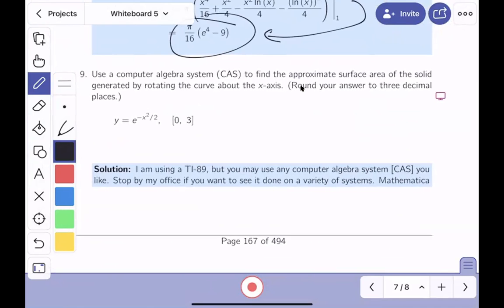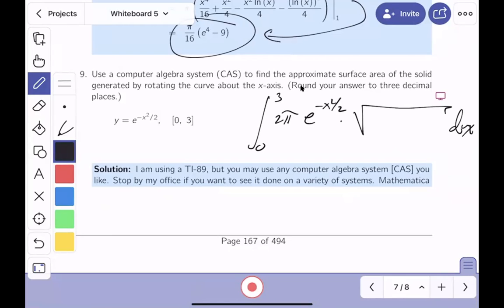This one says use a computer algebra system. Before I do that, though, I have to set the problem up. All right. So let's put this down. So I can say between 0 and 3. And it's going to be 2 pi. The y is e to the minus x squared over 2. And then I got to do this thing over here. And it's going to be dx over here.